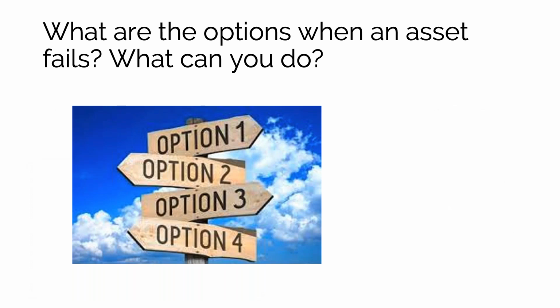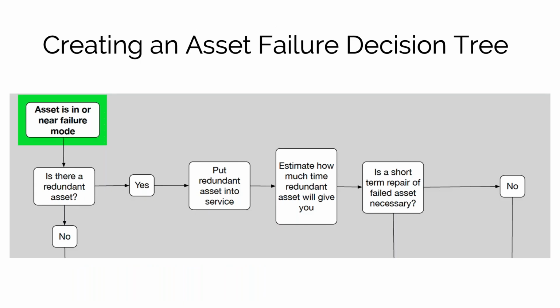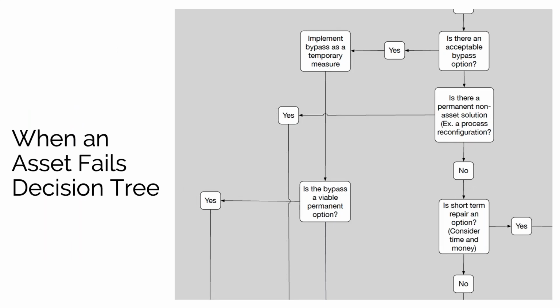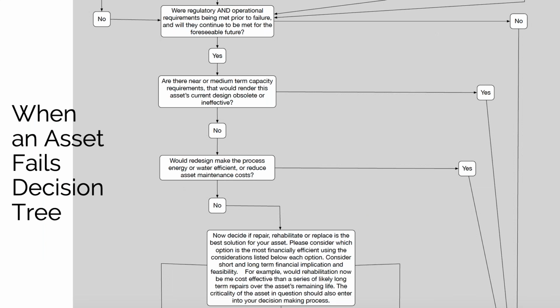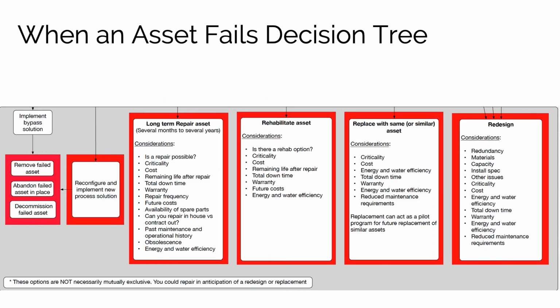When an asset does fail, there are lots of options on what to do. And we have created for some utilities an asset failure decision tree of basically what happens when the asset fails, what are your different options on what to do during the failure and then after the failure. This is a pretty long spreadsheet, so I've cut it up into pieces to put on the slide. And we do have these available as a resource on our website.